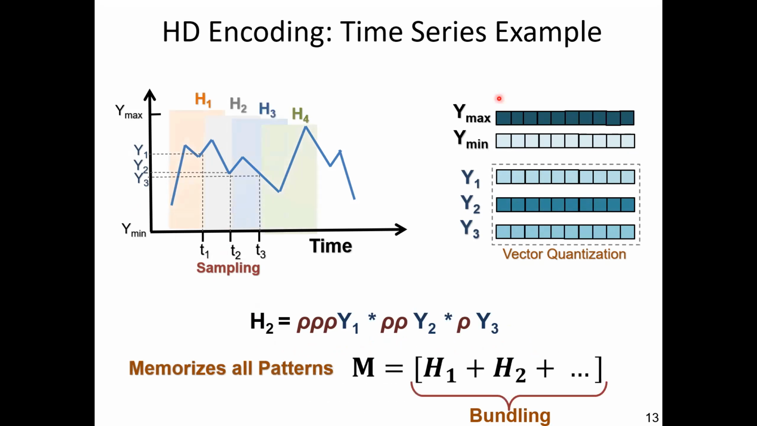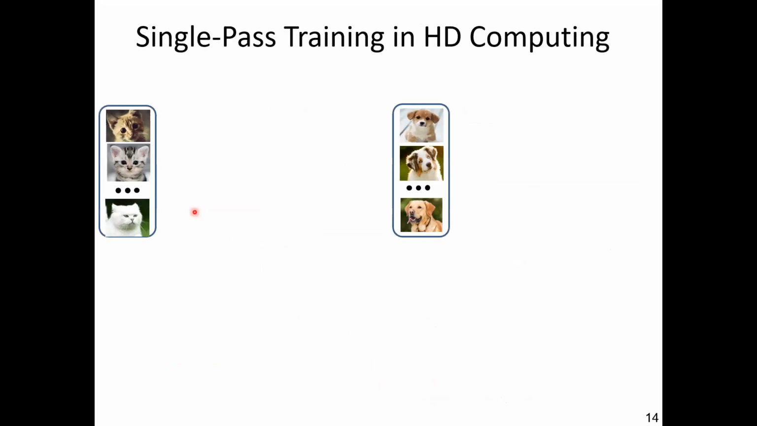Now we can memorize all these patterns together. If you look here, I don't have one H, we have a lot of H, but this memory bundling that I explained is like memorization. So it can generate a pattern that remembers all the patterns of the windows we had.